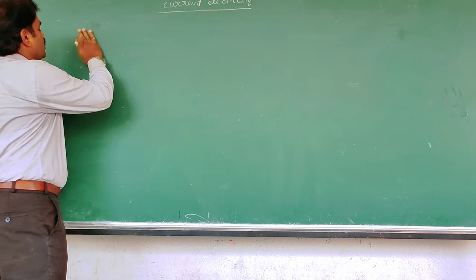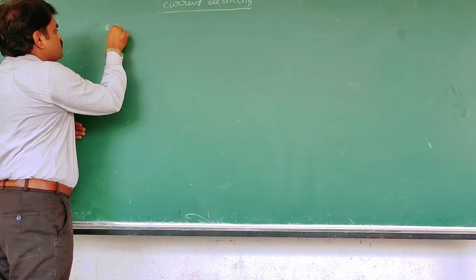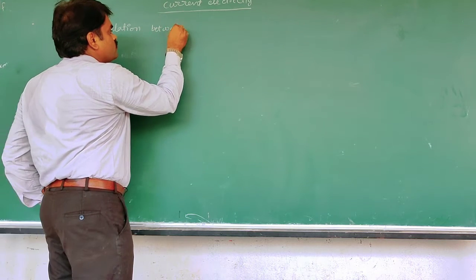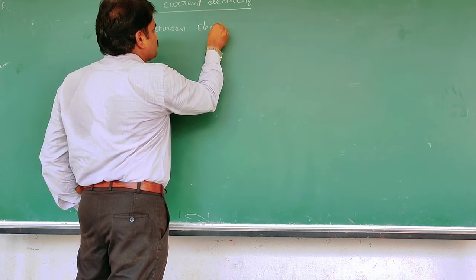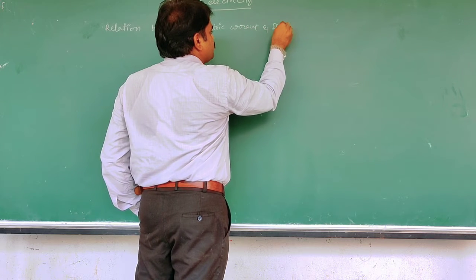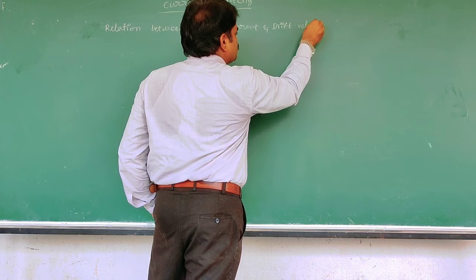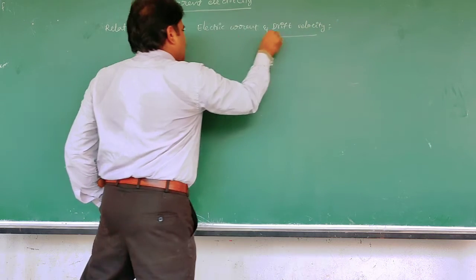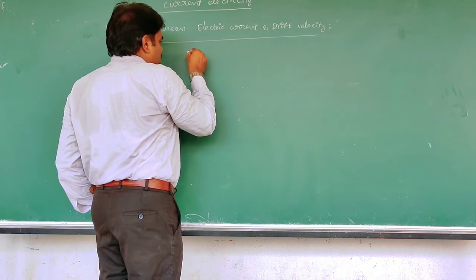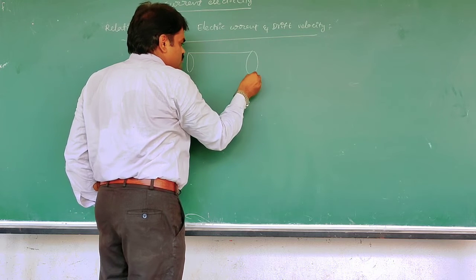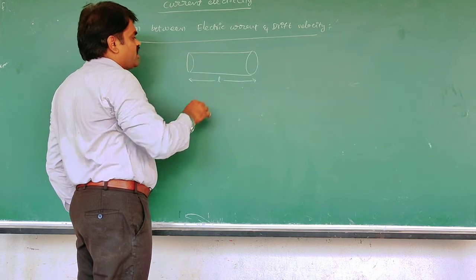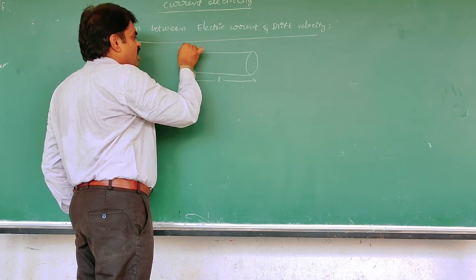Discuss next topic: relation between electric current and drift velocity. Here, consider the length of the conductor is L, and the area of cross section of the conductor is A.